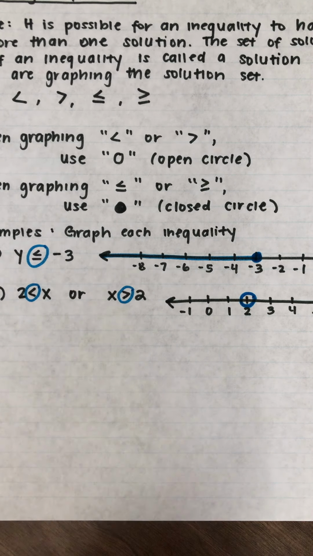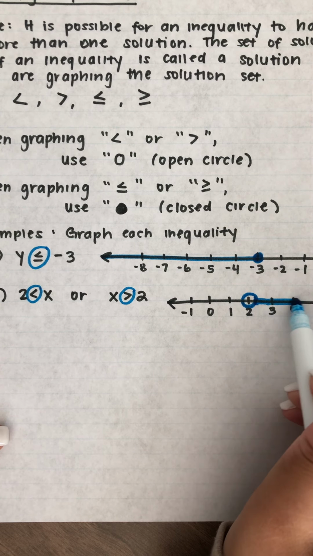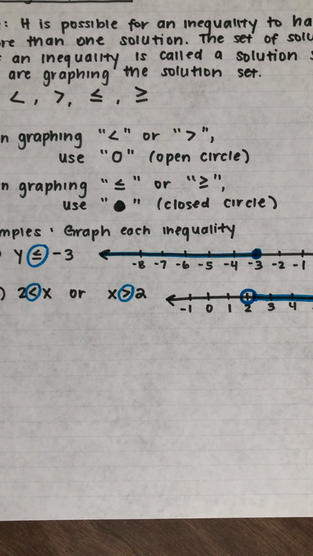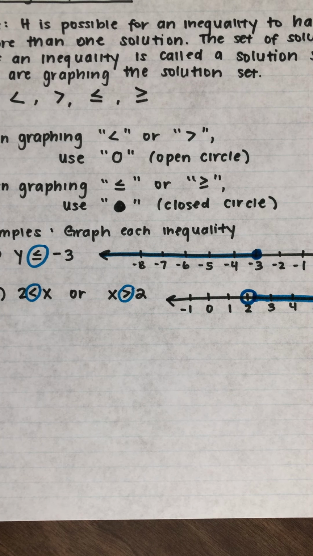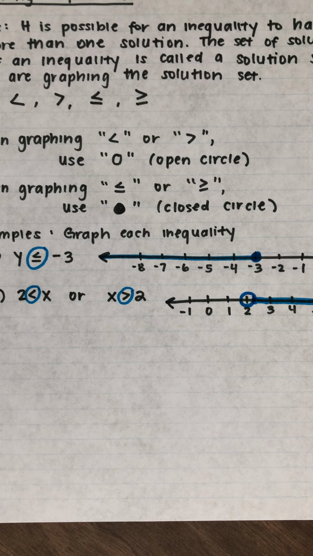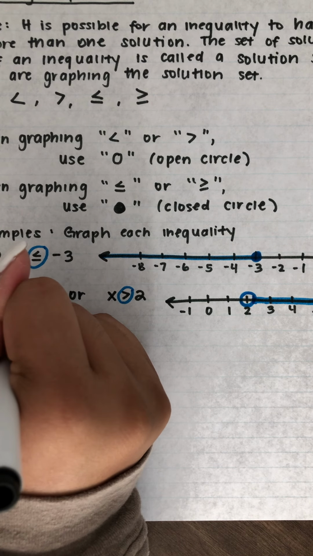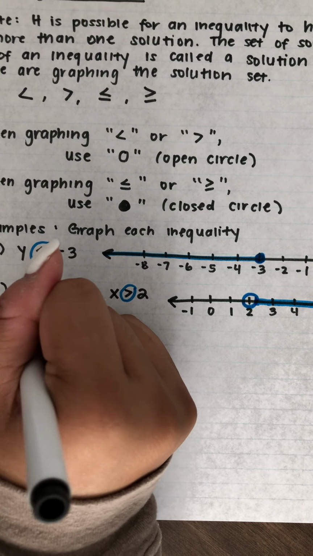Since x is greater than 2, we can go ahead and shade all of the numbers on the number line that are greater than 2. Again, x is only greater than 2 and it does not include 2. That's why we use the open circle. Let's go ahead and look at one more example.